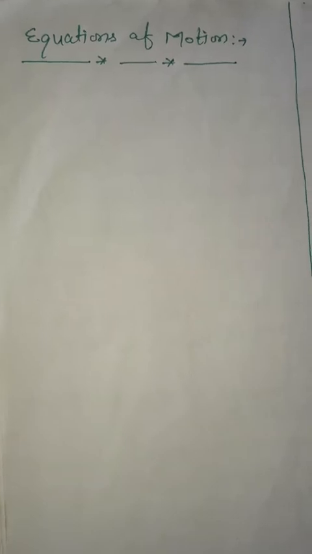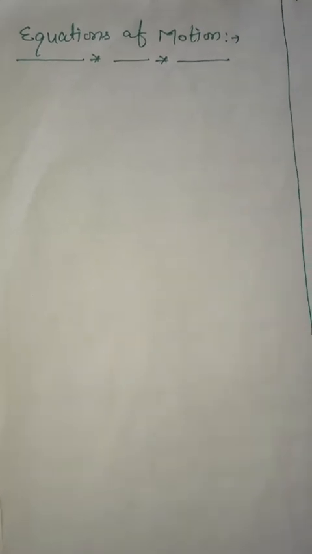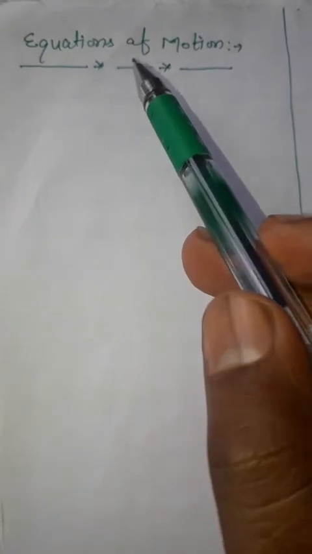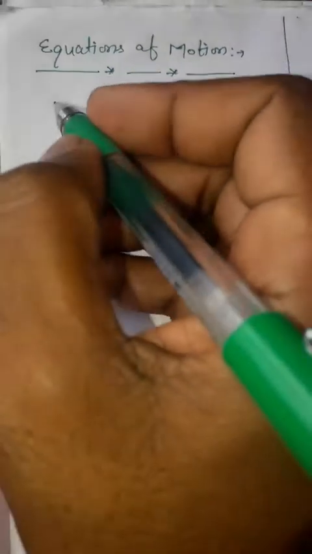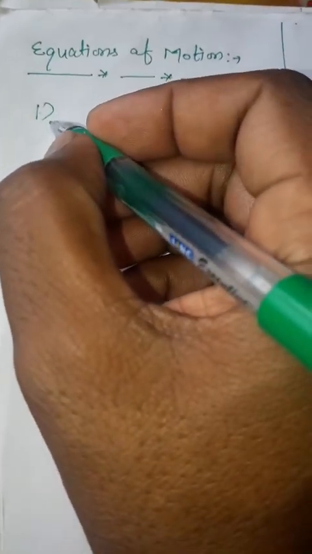Good morning, students. Our today's topic is equation of motion. We know that we have basically three equations of motion, and these are: the first one is v is equal to u plus at.